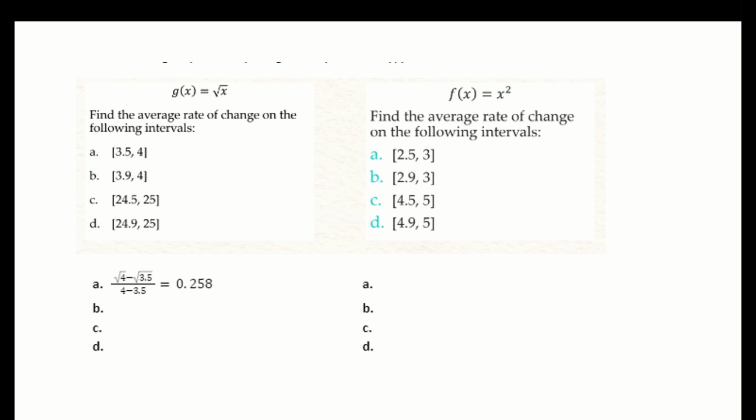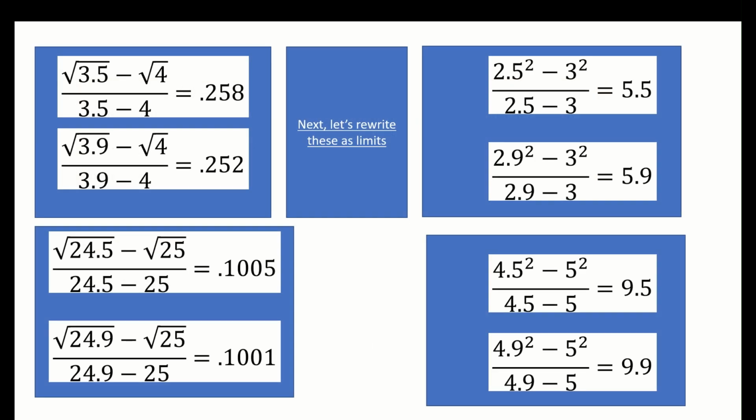Here are our answers, 0.258, 0.252, and then we have for C and D for square root x, the 24.5 to 25, the 24.9 to 25. You can see our average rate of change answers for our x squared example as well. And make sure you were doing that correctly, plugging into x squared and finding change in y over change in x. So what I'd like to do is now apply these average rate of change calculations to the concept of limits.